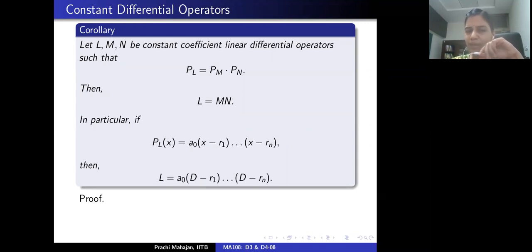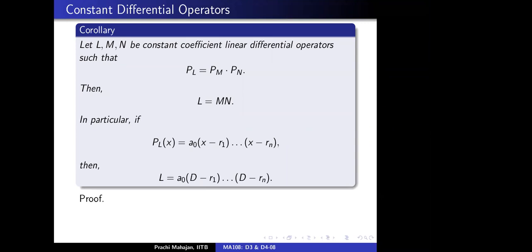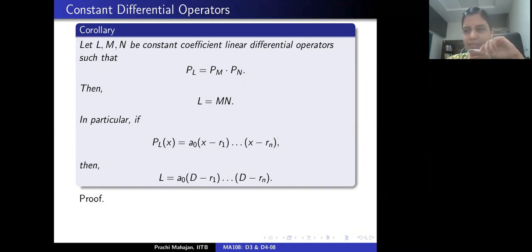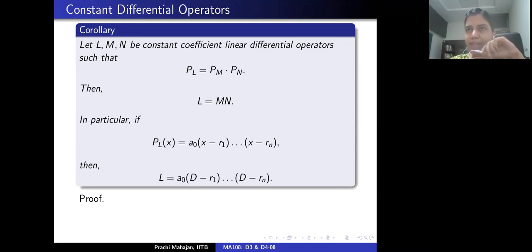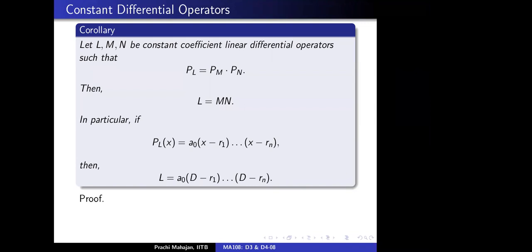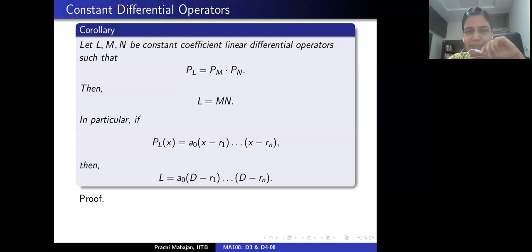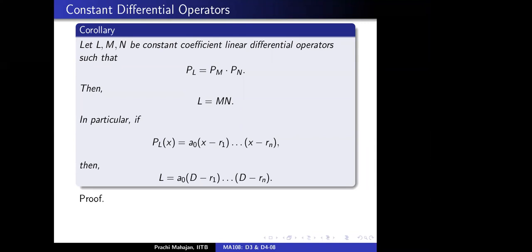It does not matter whether you operate by D minus r2 first or by D minus r1 first. Remember, all of this is for constant coefficient linear differential operators. Does everybody understand what this statement is saying? That is more important. Yes, it's just a different way of representing a polynomial. Correct. Suppose you have the polynomial x minus 1 times x minus 2. Whether you write x minus 2 first or x minus 1 first doesn't matter. The same is the case with the linear differential operator. Whether you write D minus r1 first or D minus r2 first, it doesn't matter. Whether you apply D minus r2 first or D minus r1 first, it doesn't matter. All of this is fine because we are working with constant coefficient linear differential operators.